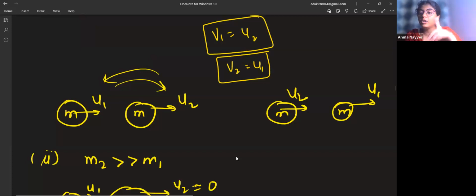Fine, m1 with u1 and m2 with u2 were the initial ones, v1 and v2 were the final ones. But after the collision, the first has u2 and the second has u1. That's what it is saying. So if it comes as a theoretical part also, you should be able to mention it.